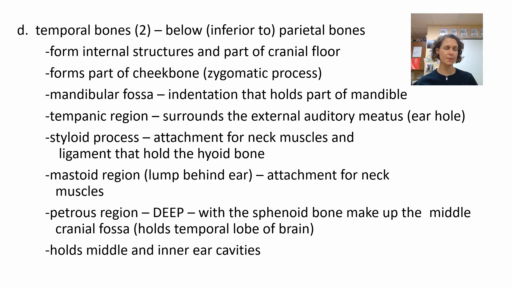Okay, so now your temporal bones, excuse me, the picture is actually on the next page because I got really wordy on this one, but we'll point some of these structures out when we get there. The temporal bones are two of them on either side of your head. Basically, your ear sits on top of your temporal bones. So they are below, or inferior to, those parietal bones. And they form internal structures. They're part of the cranial floor. So this is part of where your brain is resting.